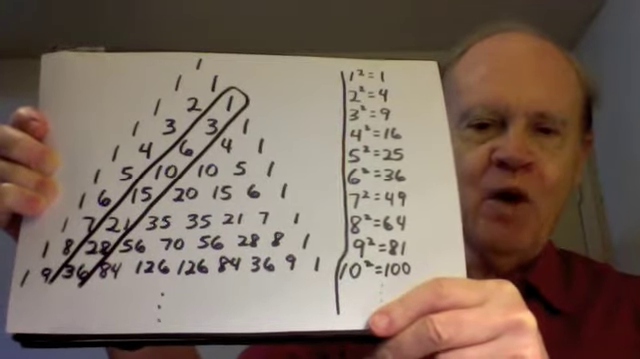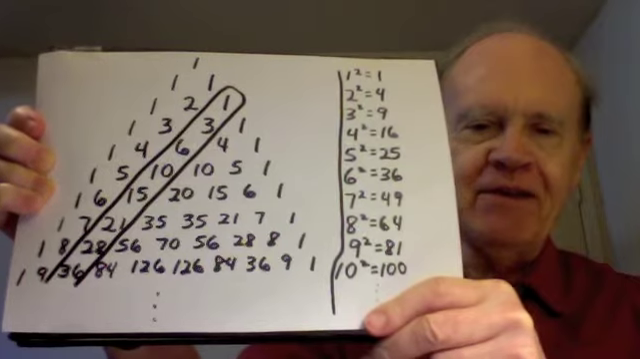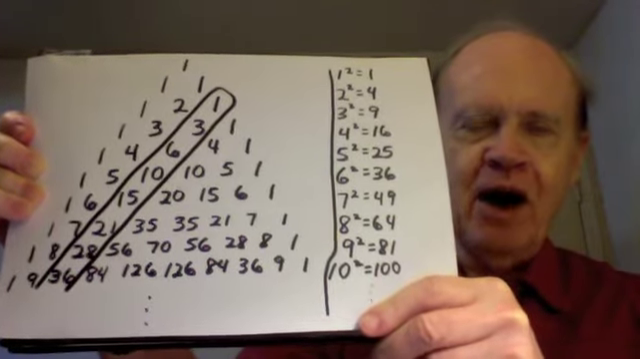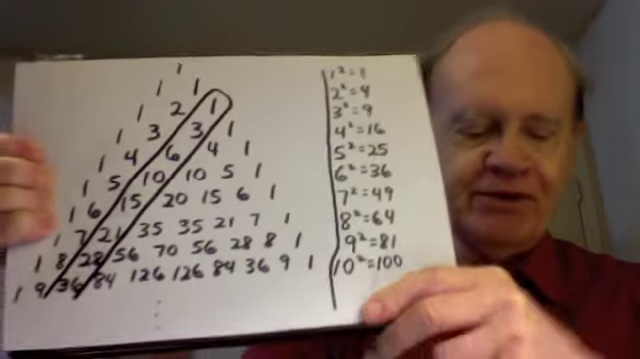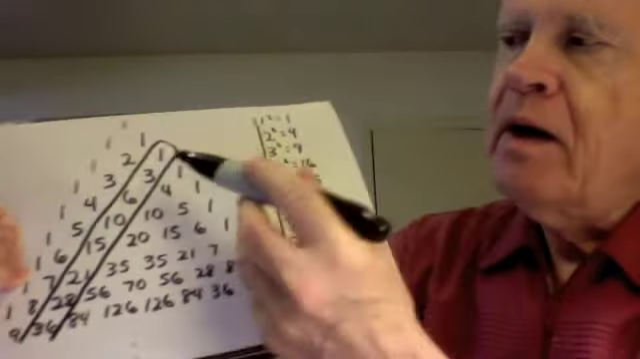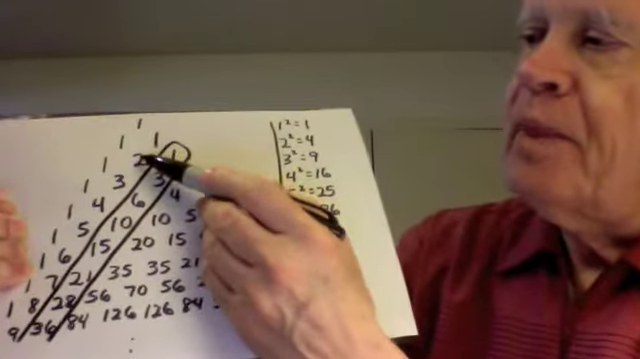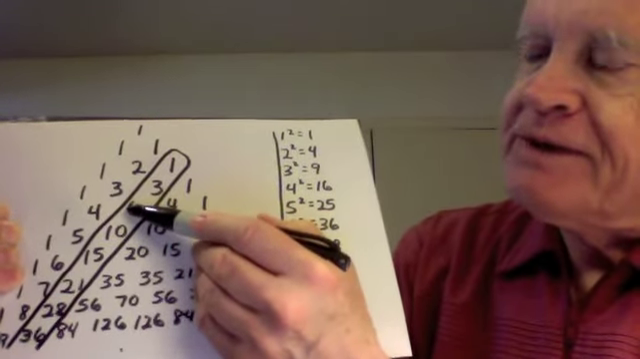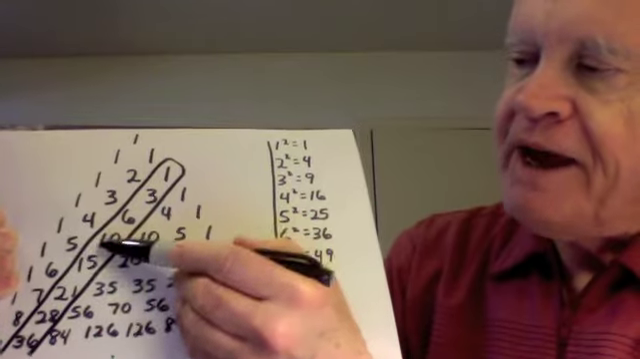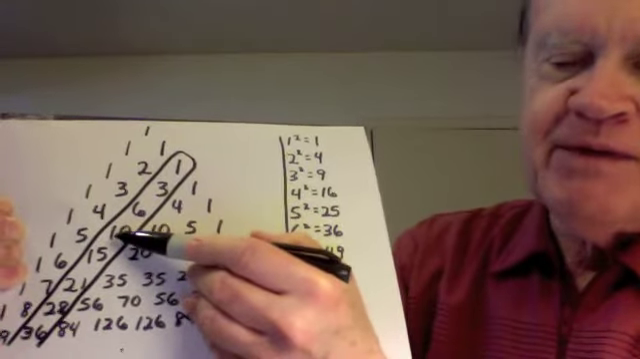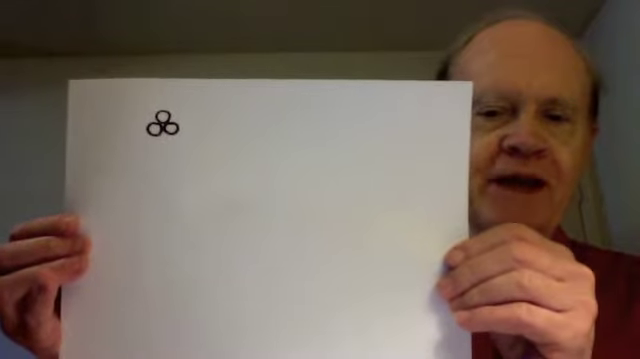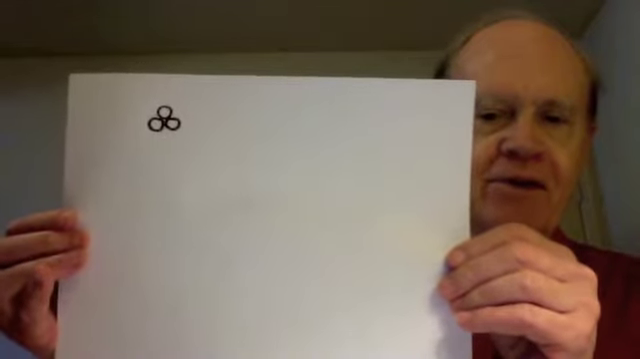These numbers, 1, 3, 6, 10, 15, and 21, and 28, 36, and so on, are known as triangular numbers. And they're gotten this way: 2 plus 1 is 3, 3 plus 3 is 6, 6 plus 4 is 10, 10 plus 5 is 15, and so on. They are called triangular numbers because they can be arranged in triangles.